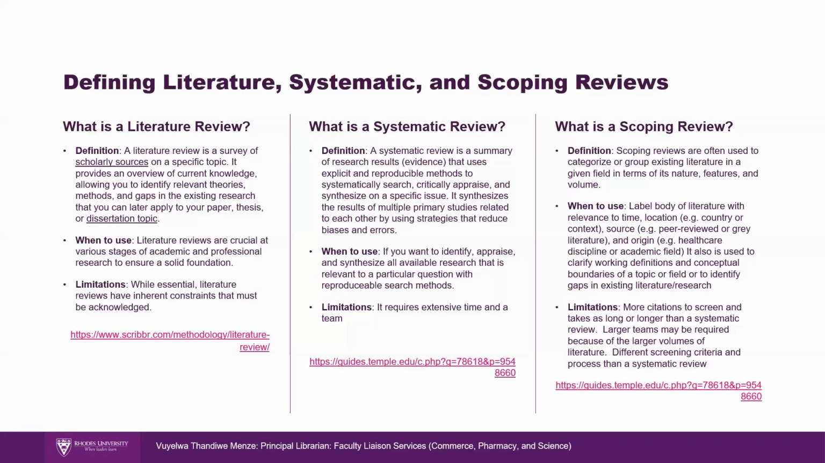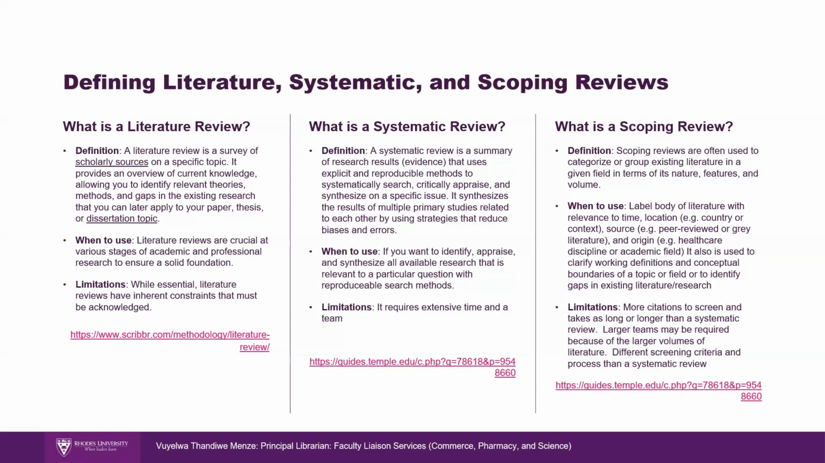We are then defining scoping review. Scoping reviews are often used to categorize or group existing literature in a given field in terms of its nature, feature, and volume. When would you use a scoping review? To label a body of literature with relevance to time, location, country, or context. Source, for example, peer-reviewed or gray literature, and origin, for example, healthcare discipline or academic field.